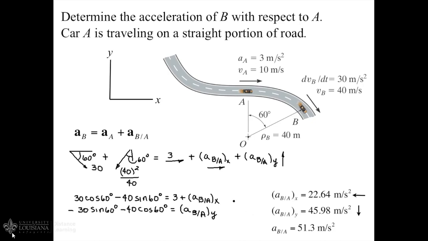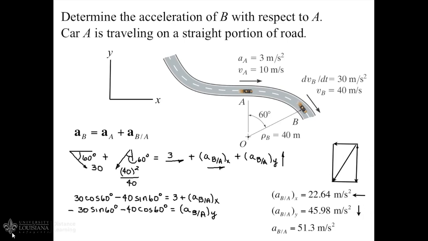And now that I've got my two component equations written out, I can solve them, and I'll get these results, the four significant figures. And you can see this one goes to the left because the calculation gives us a negative answer. And this one also gives me a negative answer, and so it indicates that this component is going down. When I add these up vectorially, like you can see here, I'll get my resultant acceleration.